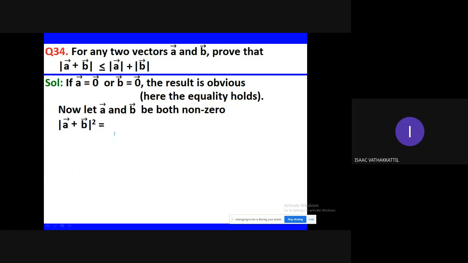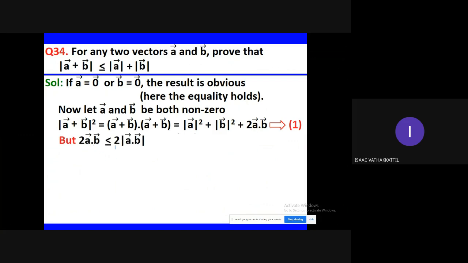Magnitude of A plus B squared, you know it is magnitude A squared plus magnitude B squared plus twice A dot B. Now, twice A dot B. See, A dot B is a number. Any number cannot exceed its modulus. So twice A dot B is less than or equal to twice modulus of A dot B. And modulus of A dot B is less than or equal to magnitude A magnitude B. So twice A dot B is less than or equal to twice magnitude A magnitude B.